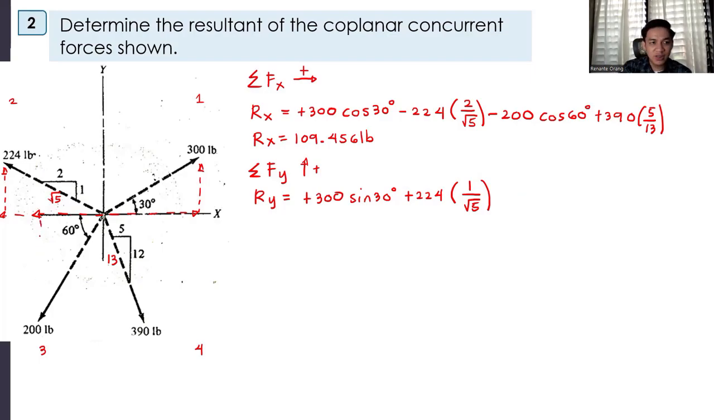Next is for our 200 na force which is going downward, so this is negative 200. Y component natin is the opposite of our angle, so we will be using sine of 60 degrees. Last is this force which is going downward, so we have negative 390 multiplied by 12 kasi yung 12 yung nakatayo. Nakatayo din yung ating y component. So lagay natin 12 divided by 13.